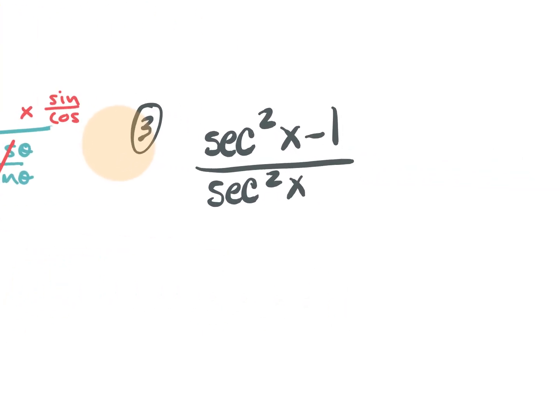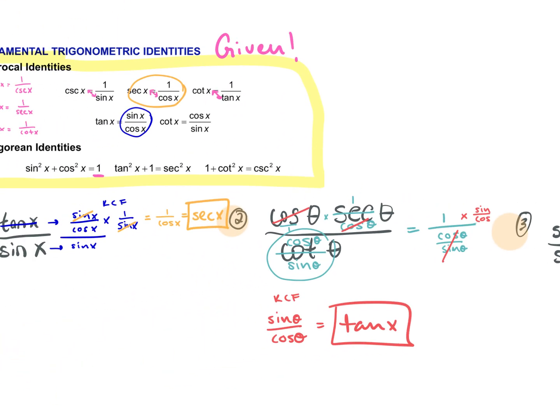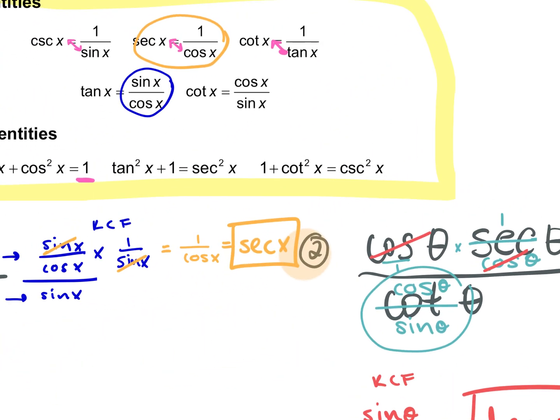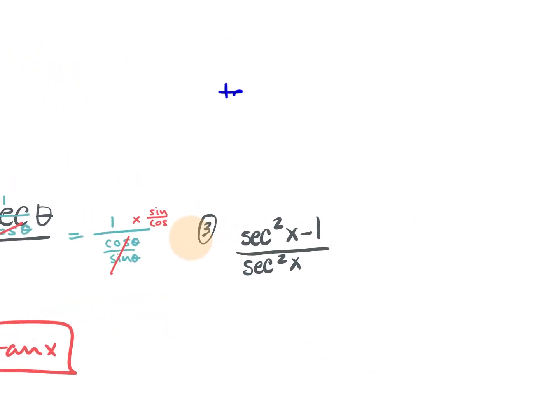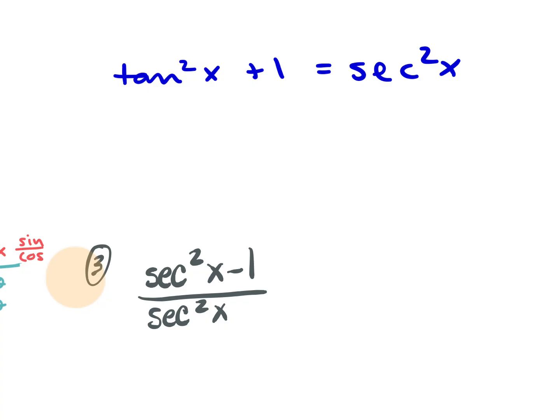So looking at number 3, we said when we have a trig function squared, especially if it's attached to a 1, we want to use our Pythagorean identities. So which of our Pythagorean identities involves secant? This one. So we know that tangent squared x plus 1 equals secant squared. So how could I rearrange this equation to make it look like secant squared minus 1? Subtract the 1.